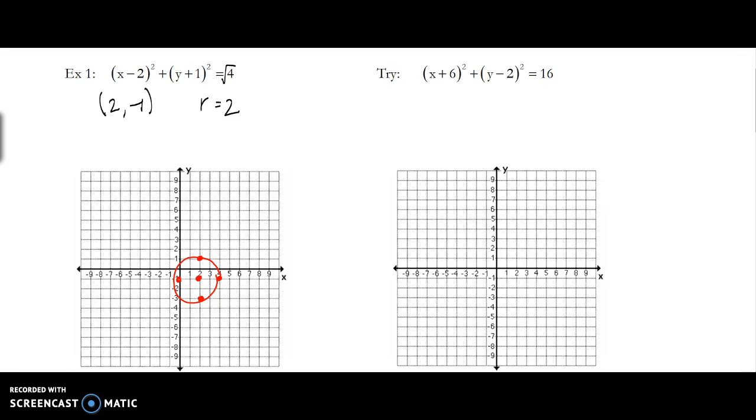So here's another one. The center of this circle, since we start with a positive, we're going to have to say that this is negative. So you always take the inverse operation, and then negative 2 would be a positive 2. So that's the center of the circle. And our radius, again, you take the square root, so our radius would be 4. Our center is (negative 6, 2). And from that center, you're going to move 4 units to the right, to the left, up, and down. And then again, connect your dots. And there's your circle.